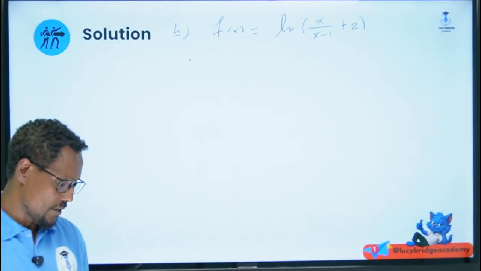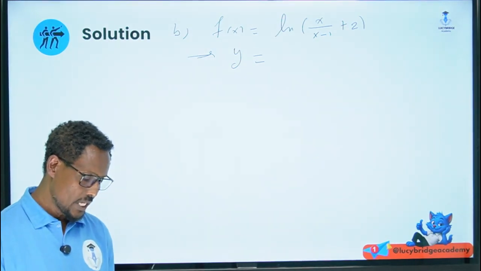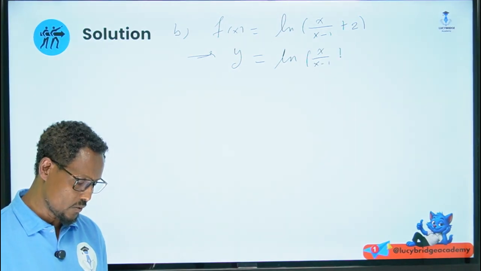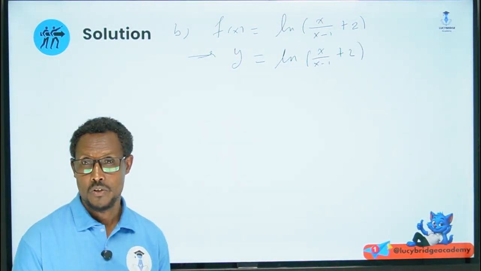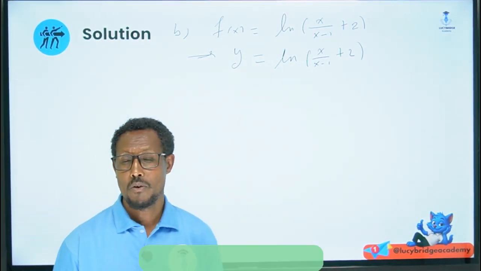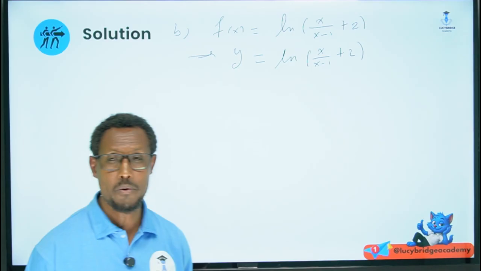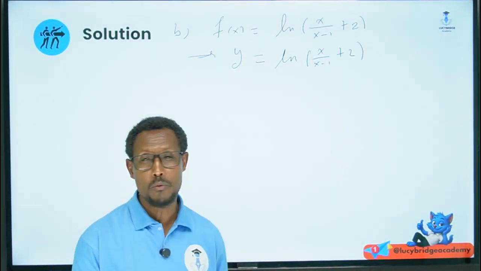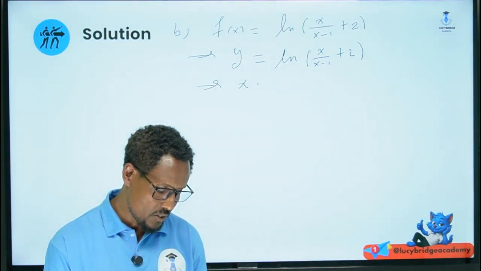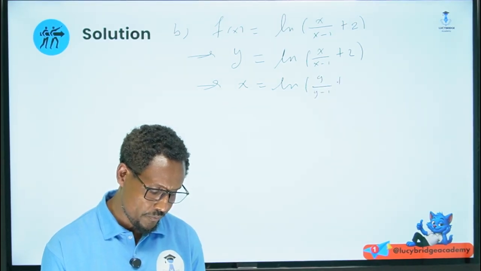So this can be written in the form of y. Yes, y is equal to ln of x over x minus 1 plus 2. This is the first step, substituting y by f of x, or substituting y in terms of f of x. Replacing f of x by y is the first step. Okay, second step, swapping x and y. This implies x is equal to ln of y over y minus 1 plus 2.